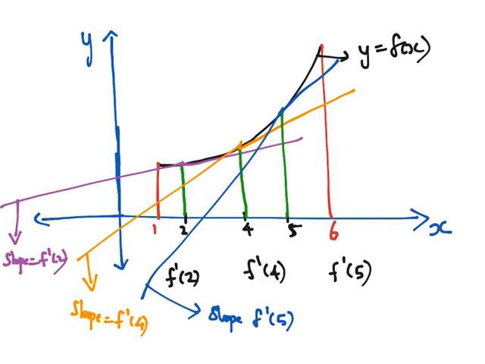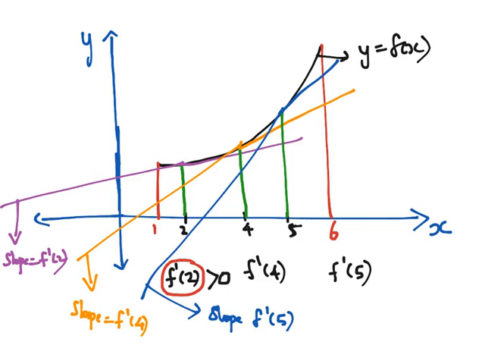Now let me ask you a question. Can you tell me whether this f dash of 2, the f dash of 2 you see here, will be positive or negative or 0? Any idea, students? Yeah, it will definitely be positive, so it will definitely be more than 0.